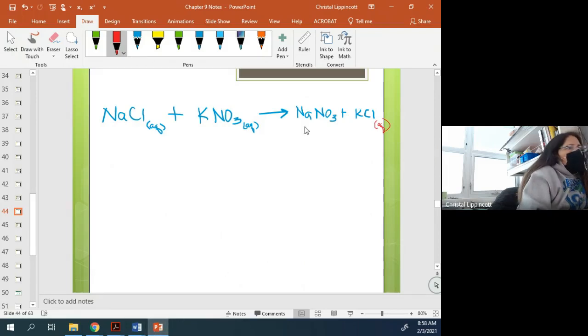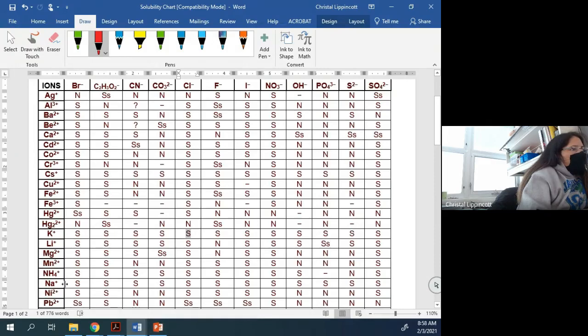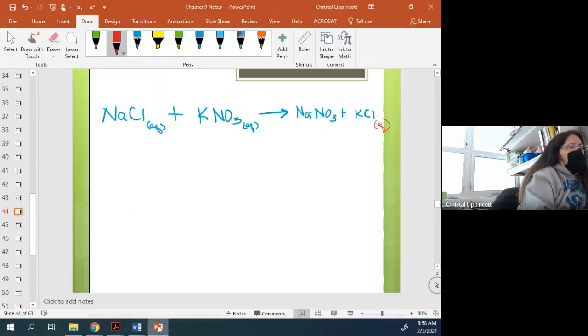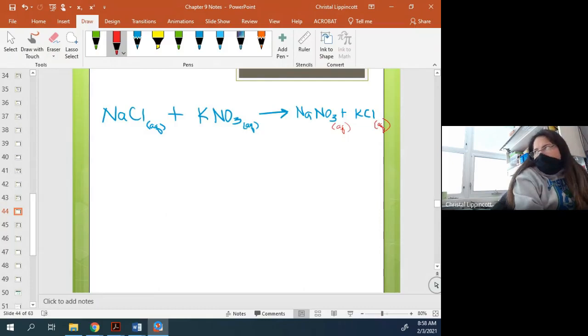And then I need to look up sodium nitrate. So I'm going to find my sodium, and I'm going to find nitrate on here, and I'm going to see that that also gives me an S. So that means that that one is also aqueous. If that's the case, then we actually don't have a reaction. And let me explain to you why.